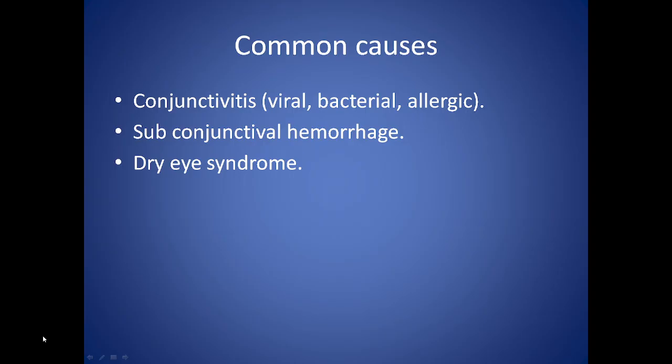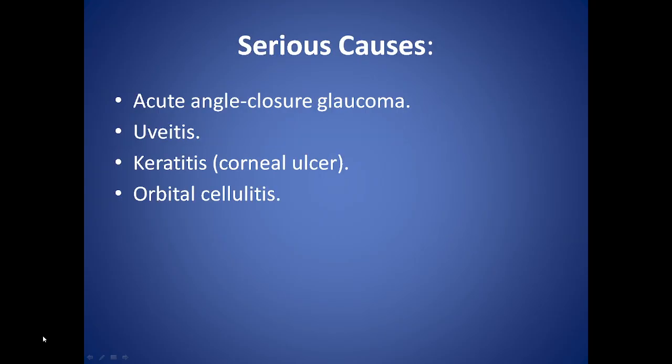The most common causes of red eye are conjunctivitis, which could be viral, bacterial, or allergic, or subconjunctival hemorrhage, or even dry eye. There are some causes which are serious, like angle closure glaucoma, or uveitis, or any kind of ulcer in the cornea, also orbital cellulitis, where it is important to send the patient to an ophthalmologist and start systemic antibiotics.